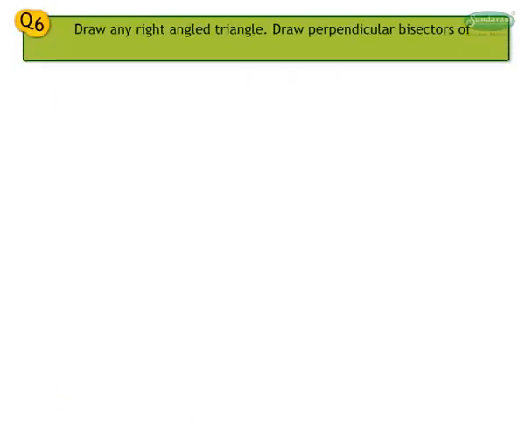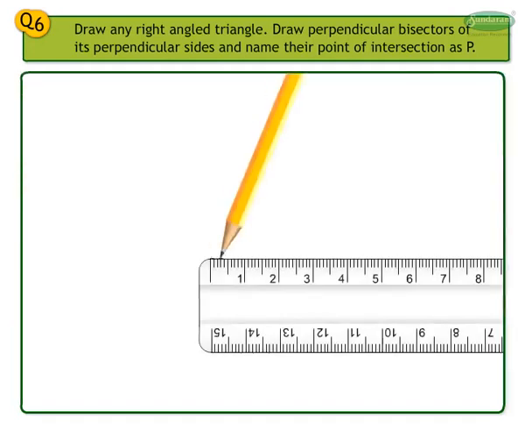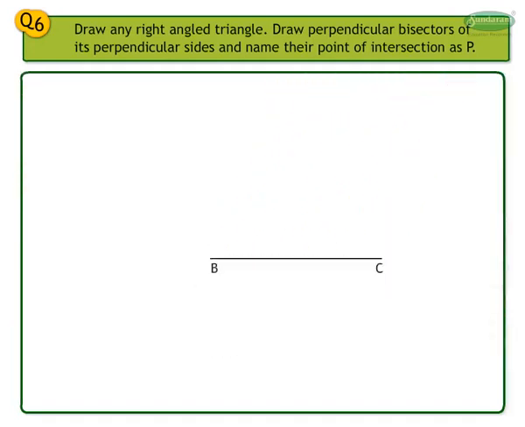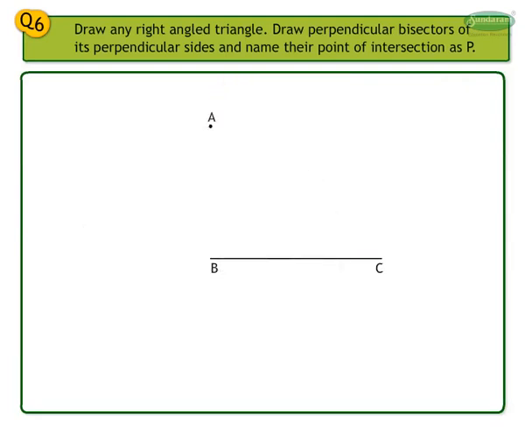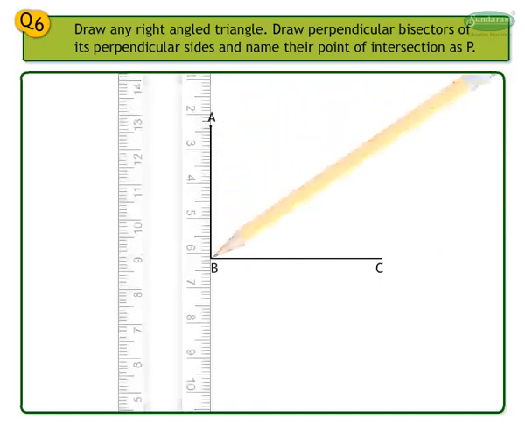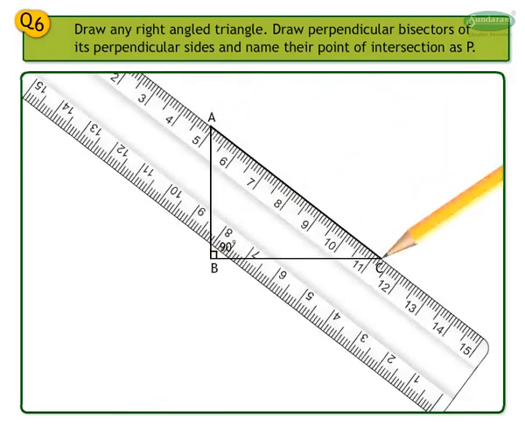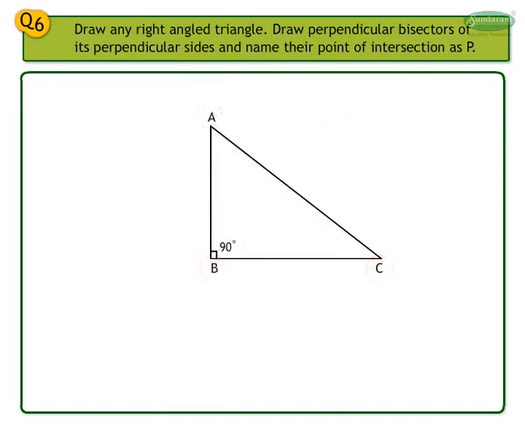6. Draw any right-angled triangle. Draw perpendicular bisectors of its perpendicular sides and name their point of intersection as P. Let us see the steps of construction. Draw segment BC of any suitable length. With B as center and measure 90 degrees, mark a point A. Join AB and AC. We have drawn the right-angled triangle ABC.